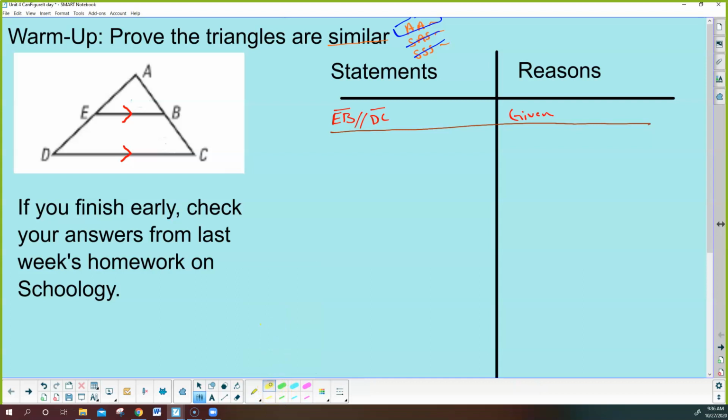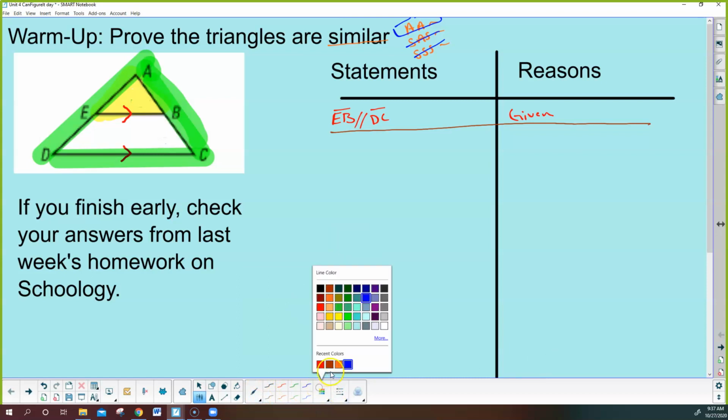And the other thing to really pay attention to is, what triangles are we trying to look at? We've got the little triangle up top, and then the big triangle down below. My goal is to prove that these two triangles, the yellow is similar to the green. It doesn't matter which route you take. You could start with using the given information.